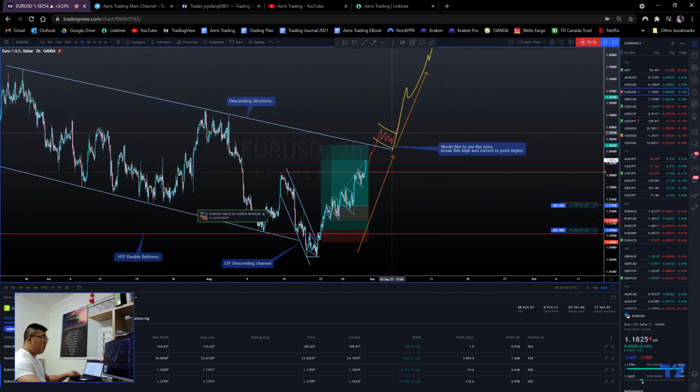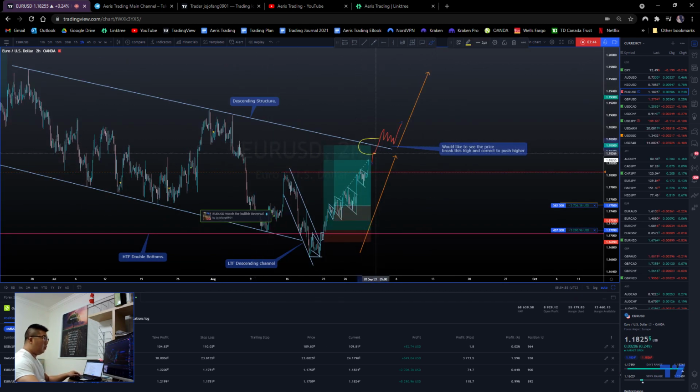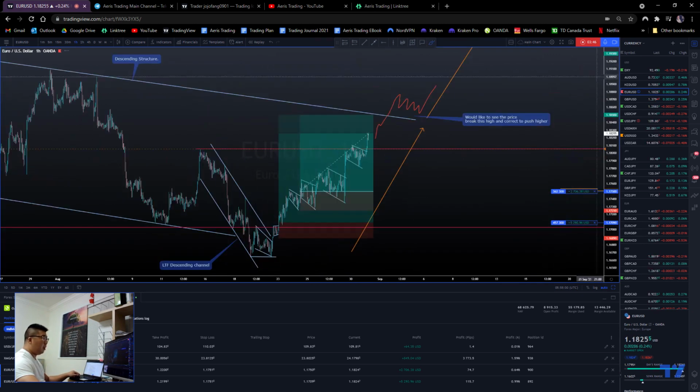Now, that's the likely scenario, but we also have to consider the unlikely scenario, which is that sometimes when price hits the top of the overall structure, there is going to be a lower time frame reversal, and that's just how price is.